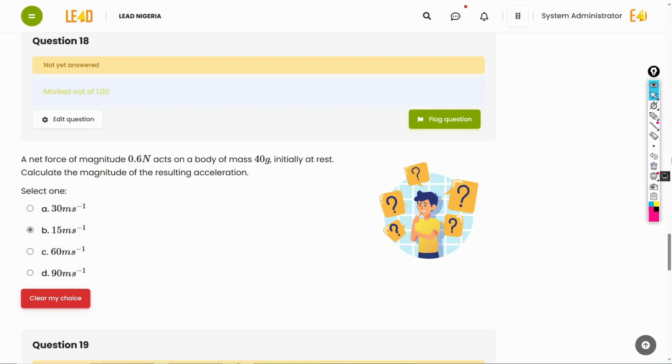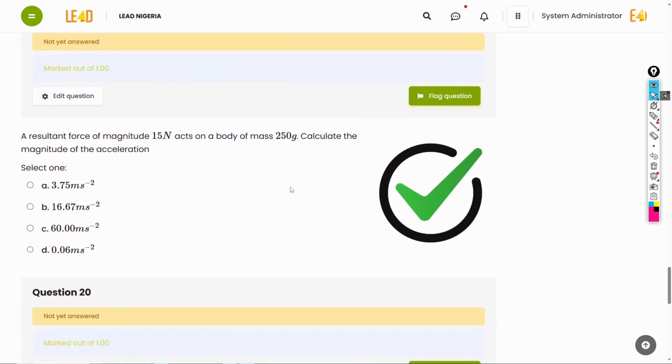Okay, so 19. For 19, we have a resultant force of 15 newtons acting on a body of mass 250 grams. Calculate the magnitude of the acceleration. So it's basically F equals ma. Net force is equal to mass times acceleration. This is Newton's second law. My net force is 15 newtons.